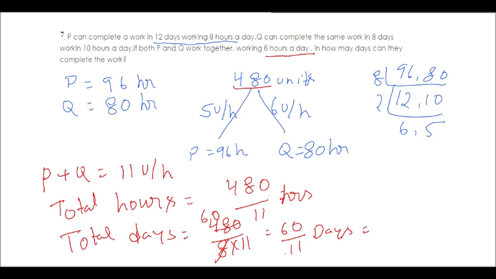So 60 by 11, written as a mixed fraction: 11 5s are 55 and 5 is left over, so 5 5 by 11 days. 11 5s are 55 plus 5 is 60 by 11. So together they can complete the work in 5 5 by 11 days if they work 8 hours a day. This is the problem.